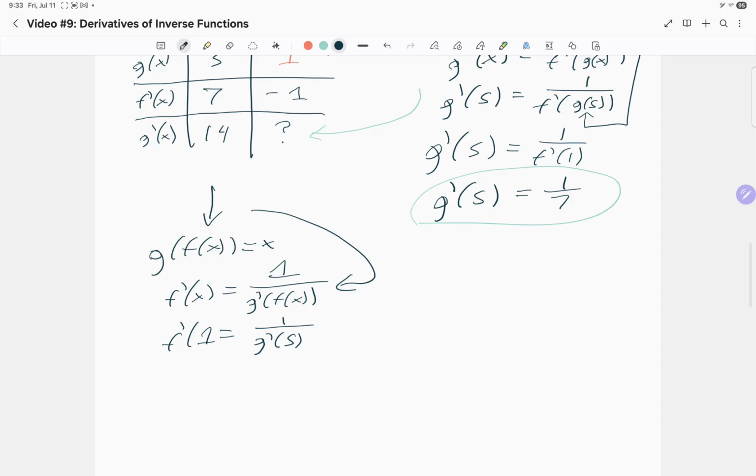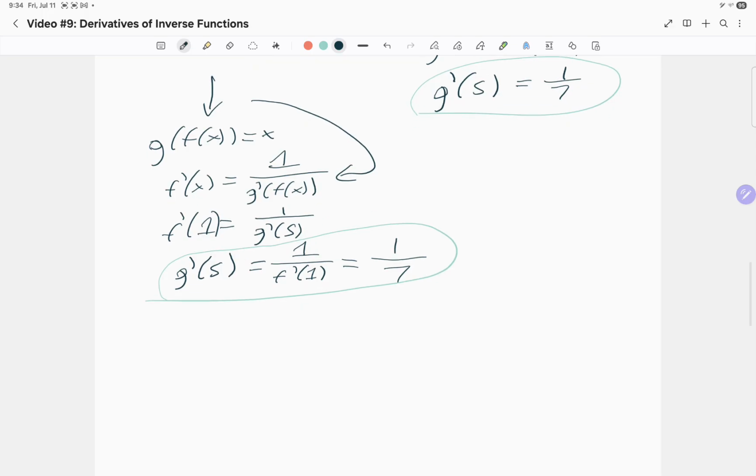If we want to then solve for g prime of 5, we would have g prime of 5 equals 1 over f prime of 1. And this is essentially the same as what we had up top in the other example, so it would be 1/7 either way. So no matter what way you solve this question, you will get the same answer as 1/7.